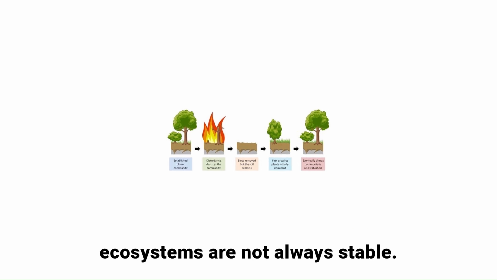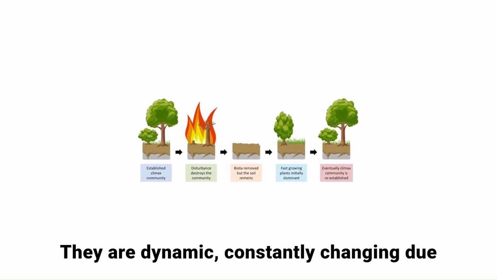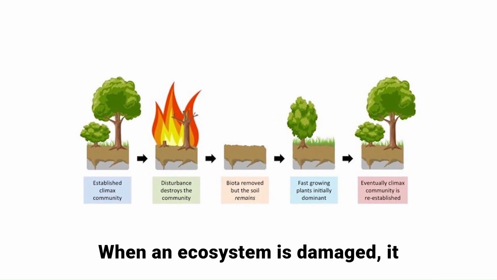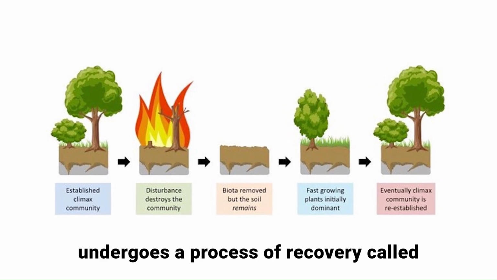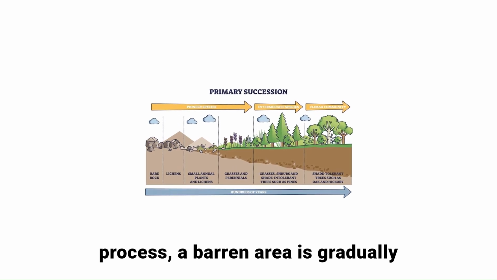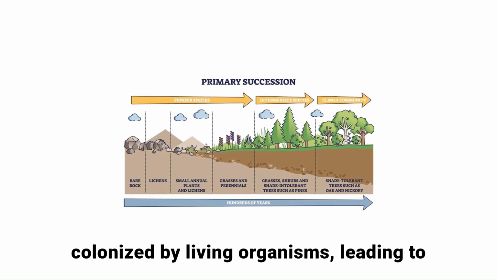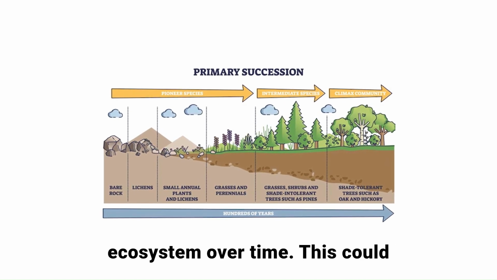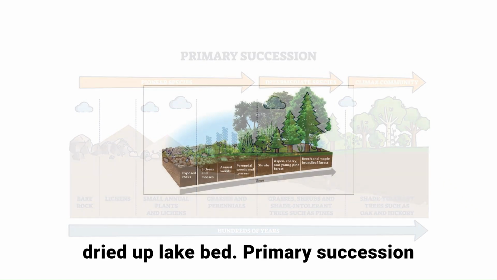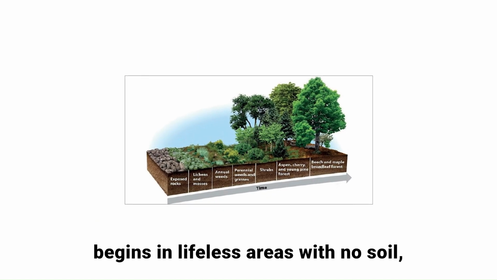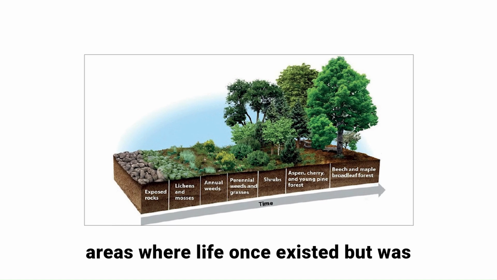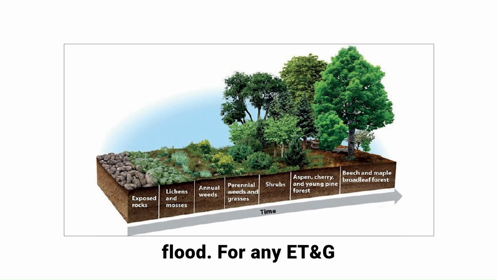But ecosystems are not always stable. They are dynamic, constantly changing due to natural or human-induced disturbances. When an ecosystem is damaged, it undergoes a process of recovery called ecological succession. In this process, a barren area is gradually colonized by living organisms, leading to the development of a mature and stable ecosystem over time. This could happen in a new volcanic island or a dried-up lakebed. Primary succession begins in lifeless areas with no soil, while secondary succession occurs in areas where life once existed but was disrupted, like after a forest fire or flood.